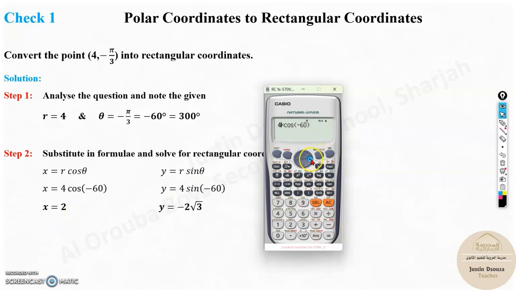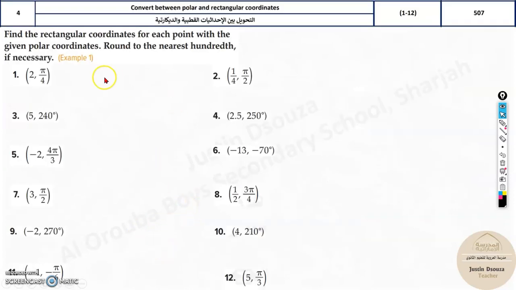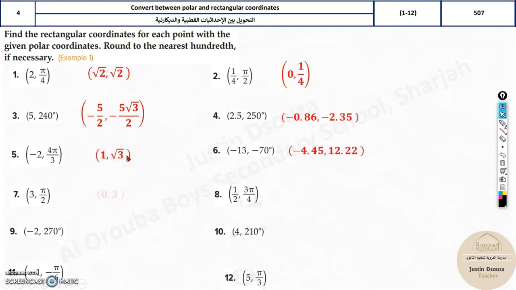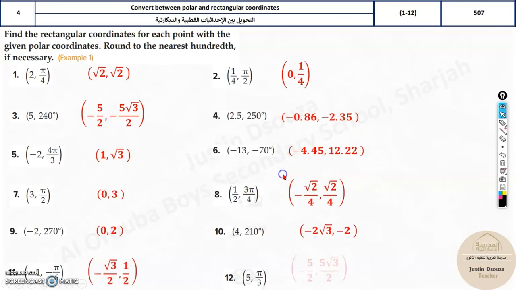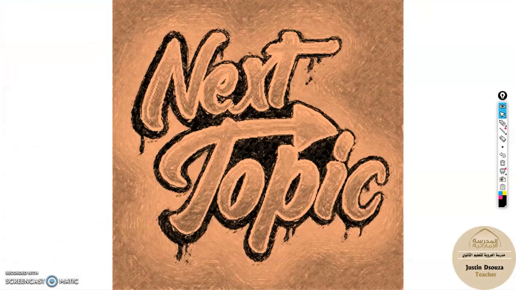Whereas if you want sine, all you need to do is change this to sine and you will get the answer minus 2 root 3. This is how we get it. And try all these problems by yourself and then check the answers. Very simple, very straightforward. And please do check them. But first you need to try it by yourselves. So that's it.